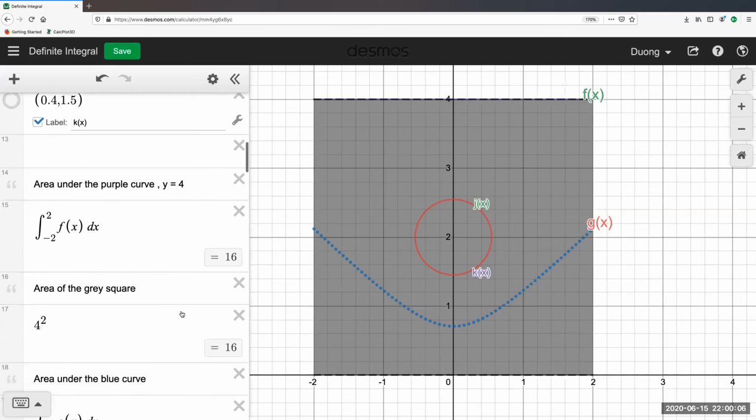and it is 16. If you don't believe it, you can find the area of this square using the square formula, that it is 4 squared, because the length of each side is 4. 4 squared is 16. So both areas match. We're good for now.